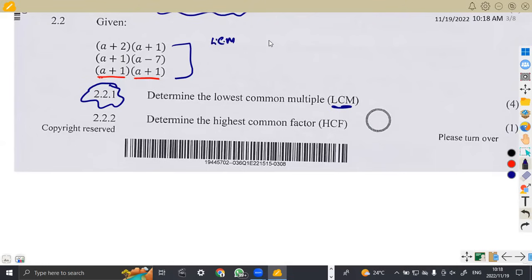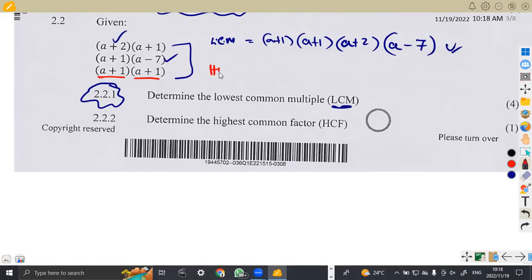So our LCM was going to be a plus 1 into a plus 1. Then we are done with a plus 1. We've got a plus 2, it's appearing once. We've got a minus 7, it's appearing once again. So this was going to be your LCM.